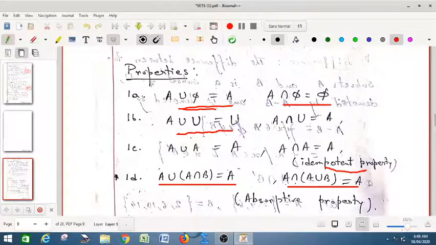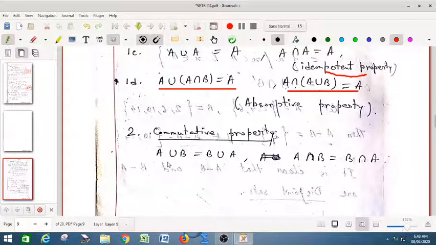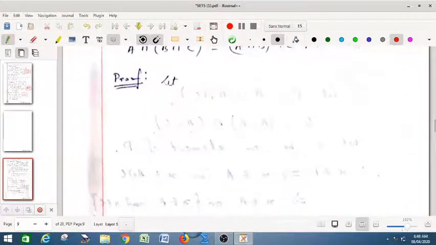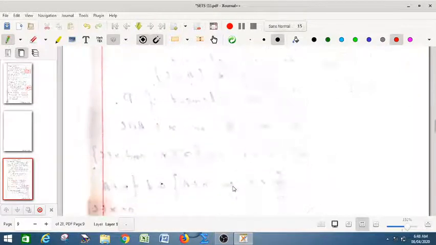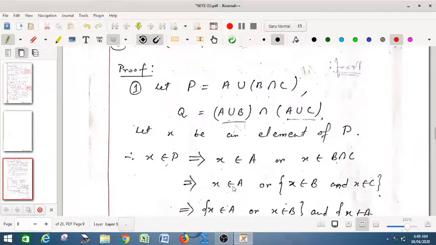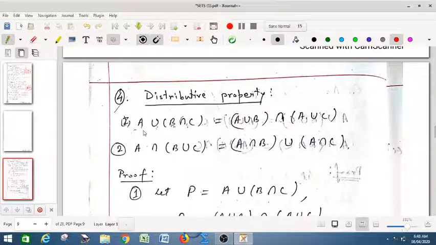This is an important property. And also we have the commutative property, A union B is equal to B union A, just like addition is commutative, A plus B is equal to B plus A in real numbers, and A intersection B is equal to B intersection A. Also we have the associative property, A union B union C is equal to A union B union C, and the same thing holds for intersection also. Distributive property: A union B intersection C is equal to A union B intersection A union C, and A intersection B union C is equal to A intersection B union A intersection C.